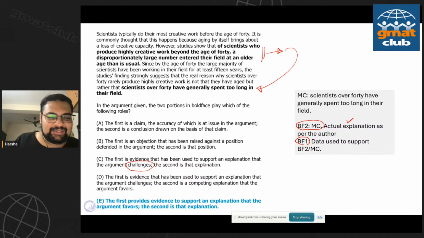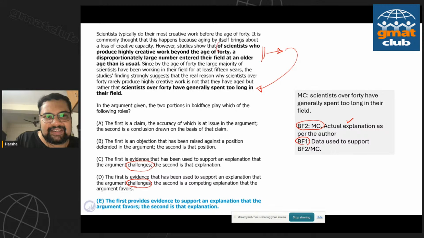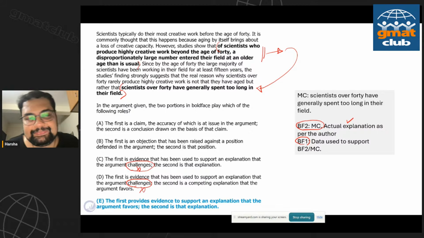Those of you who chose choice C and choice D, I can reject both choice C and D on this one point. Is the first a piece of evidence? Yeah, it is in fact a factual piece of evidence. That's okay. I don't mind that. That's not a problem. Has it been used to support an explanation? Yeah, it is eventually building the case for your actual explanation. But is it an explanation that the argument challenges? This is where both C and D fall flat. I hope you guys see here.